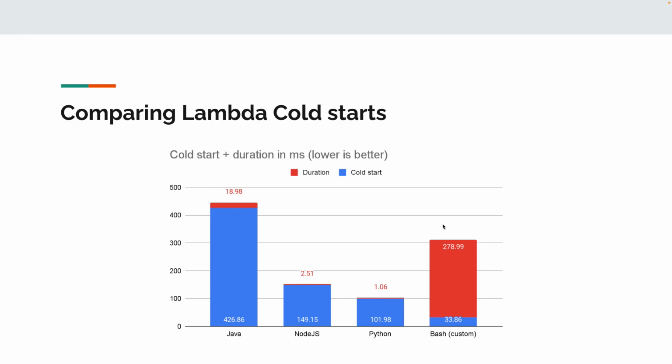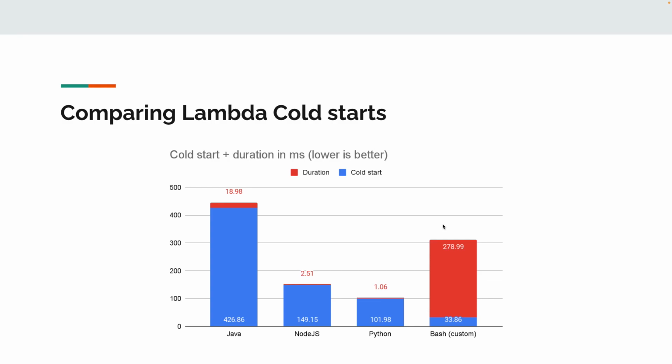The one we created is on the right. So Java took around 450 milliseconds to cold start. Node took around 150. Python took 100 milliseconds. And our Bash took 33 milliseconds to cold start. So it's not bad at all, because we didn't do much, right?